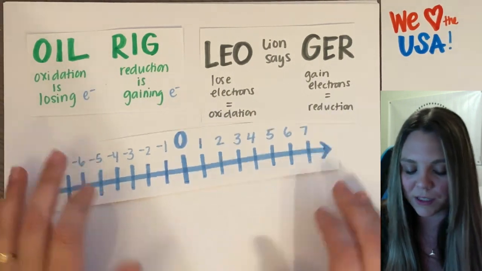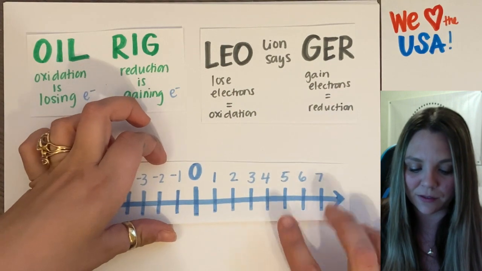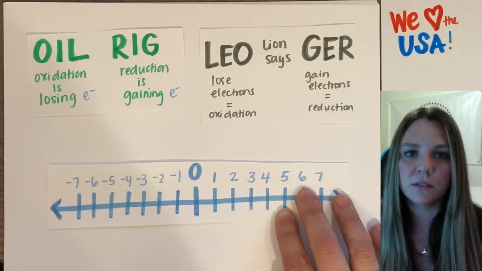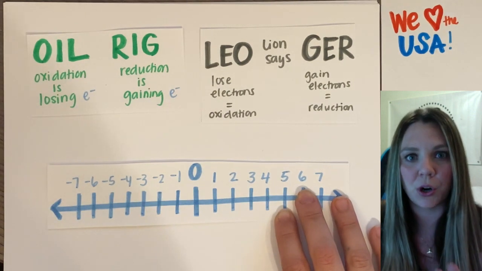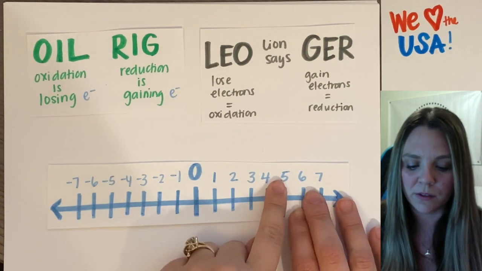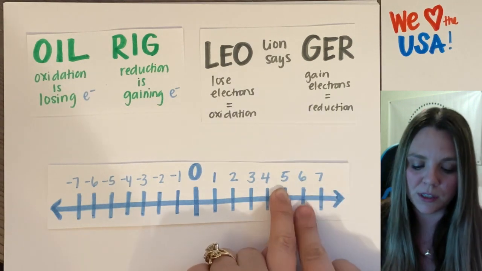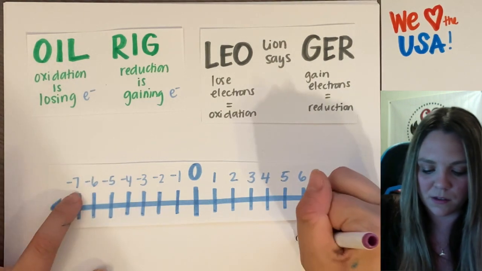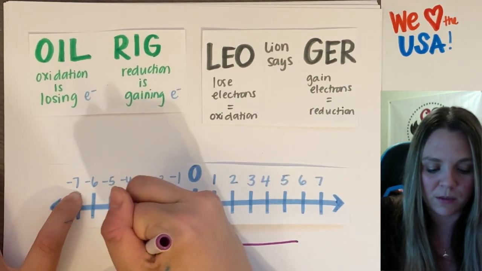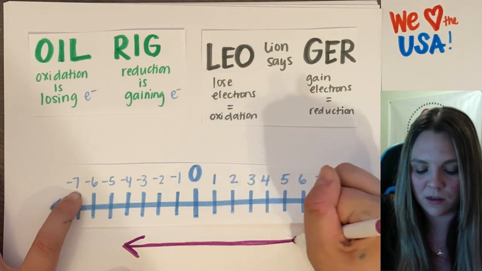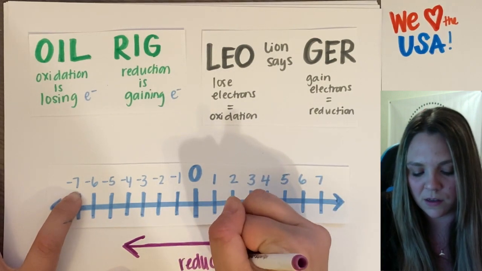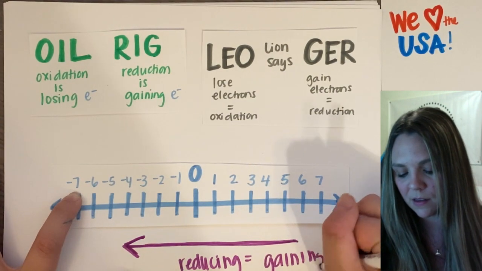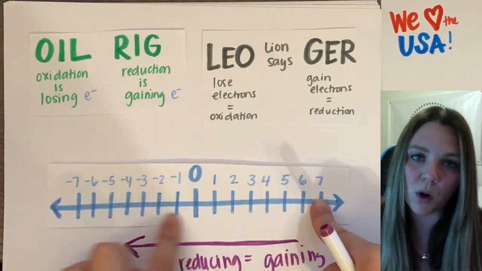If we think about what an electron is, it's negative. So if whatever compound I am, I'm gaining electrons, my charge is getting more negative. So if I was up here and I get more and more electrons, my number is going down, down, down. If my number is going down, if I am reducing, that means I am gaining electrons. I am getting more negative.